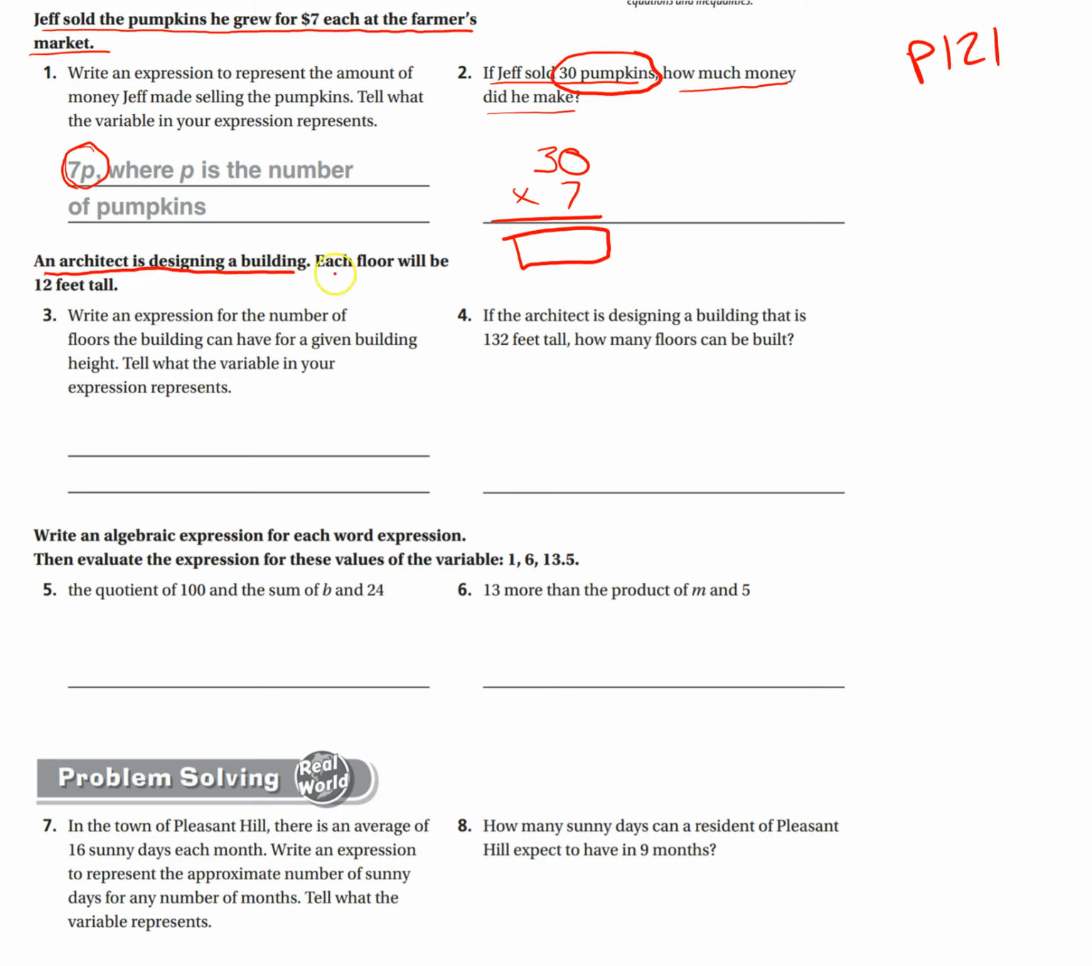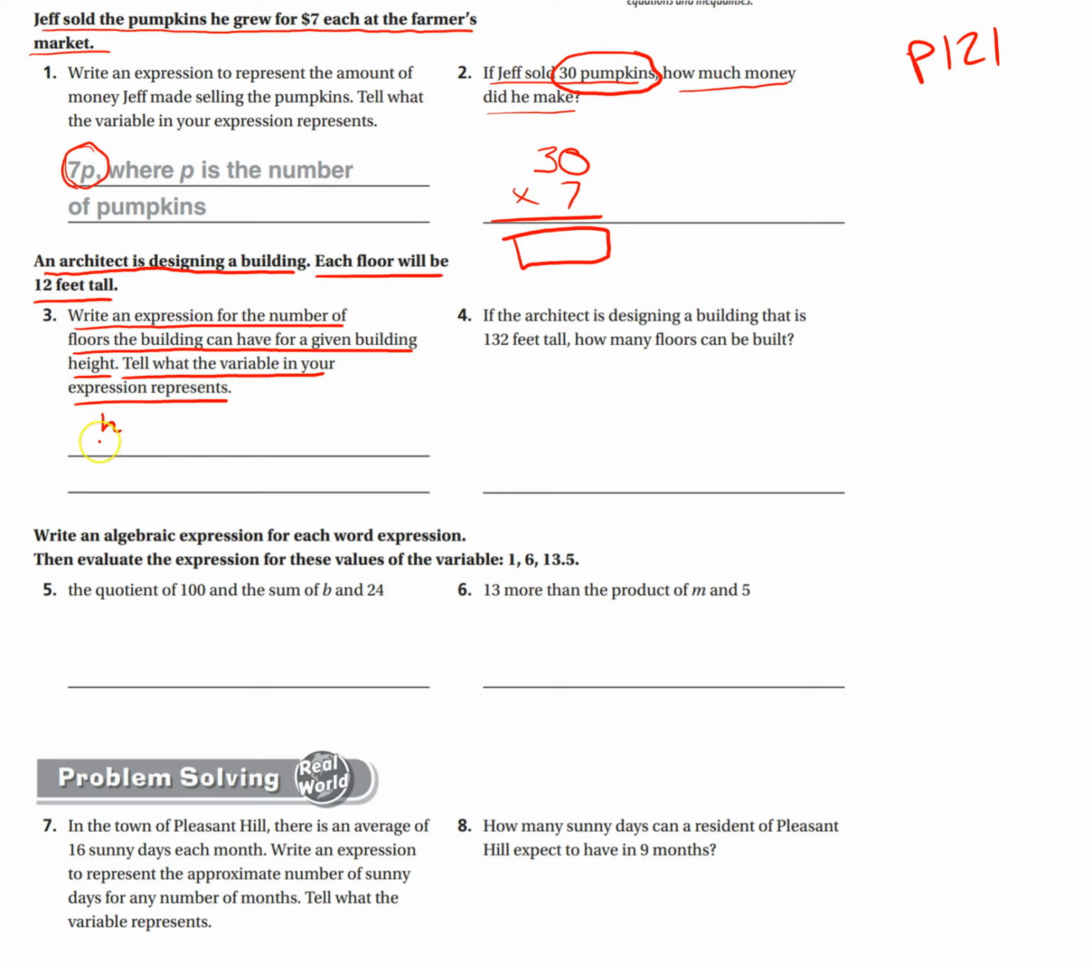An architect is designing a building. Each floor will be 12 feet tall. Write an expression for the number of floors the building can have for a given building height. Tell what the variable in your expression represents. Okay, so number of floors the building can have for a given building height. So we don't know the building height, so that's our variable.